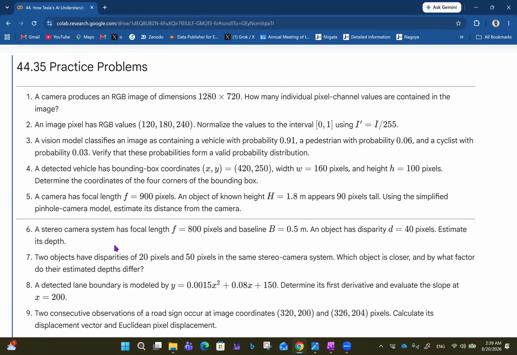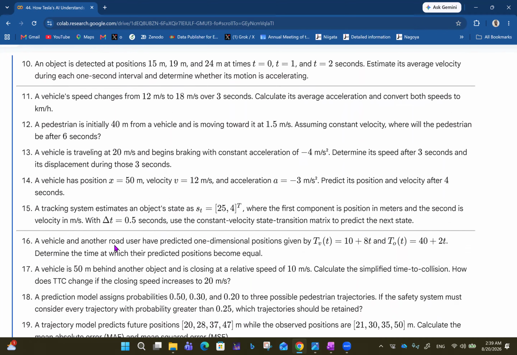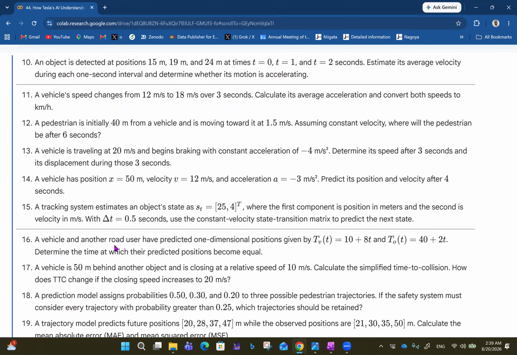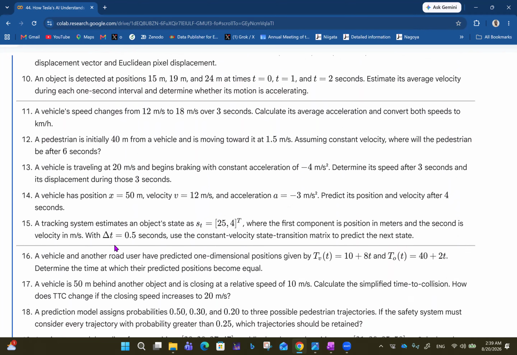So you can see 1 to 9 here. Then here you can see all of 10 to 18. So the next problem I'll be solving is 14. A vehicle has position x of 50 meters, velocity v of 12 meters per second, and acceleration a of minus 3 meters per second squared. Predict its position and velocity after 4 seconds. So I'll be taking care of that also.